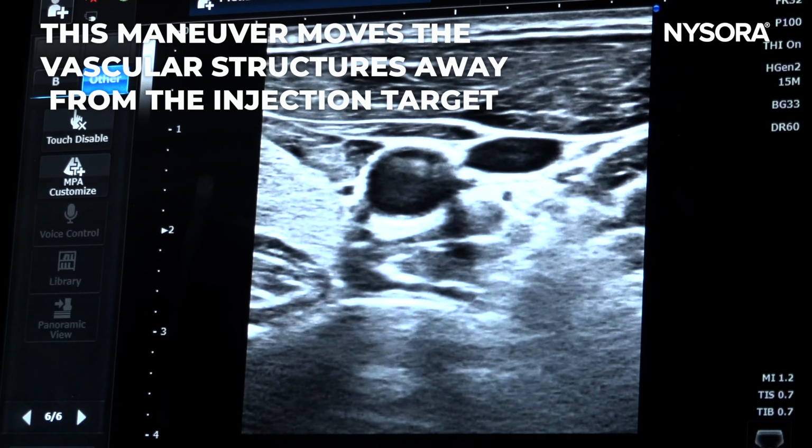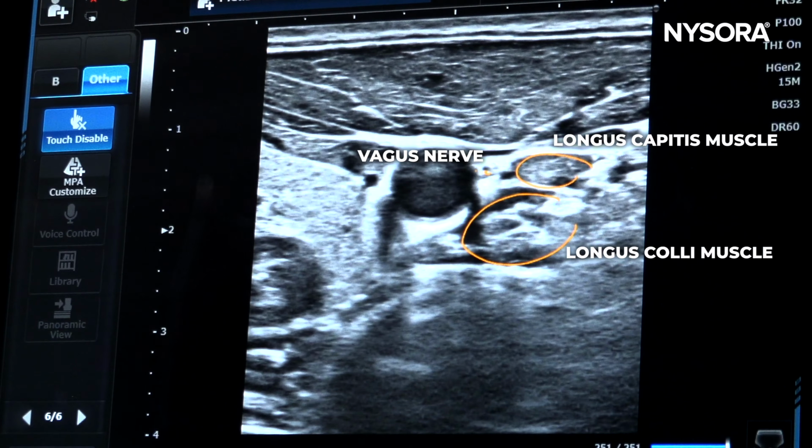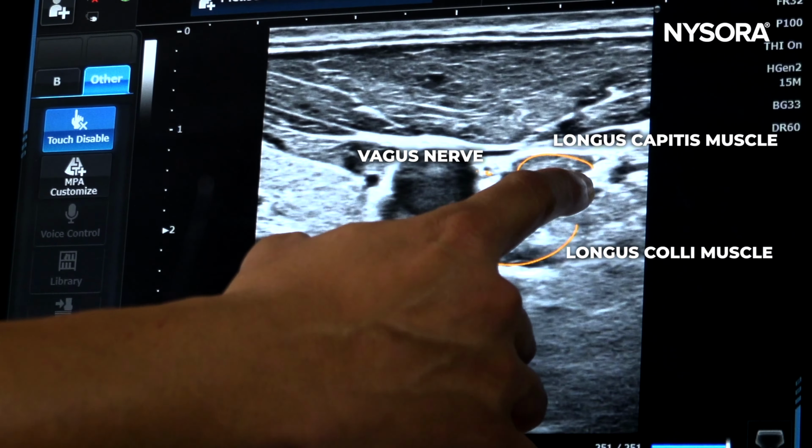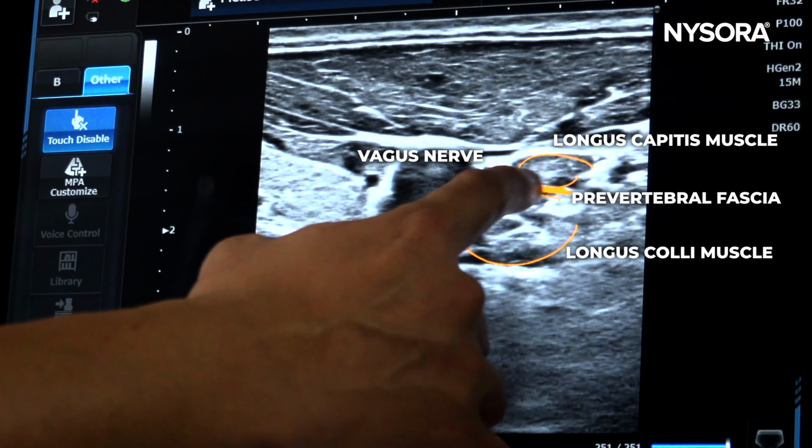Now in this view, you can nicely see the longus colli muscle, and we are now going to move up, and you will start to see another muscle that's coming into the view, and I'll show you this here. This is the longus capitis muscle. That's the longus colli muscle. The small dot you can see, that's a hypoechoic area. That's the vagus nerve in the carotid sheath, and your area of interest is the prevertebral fascia.